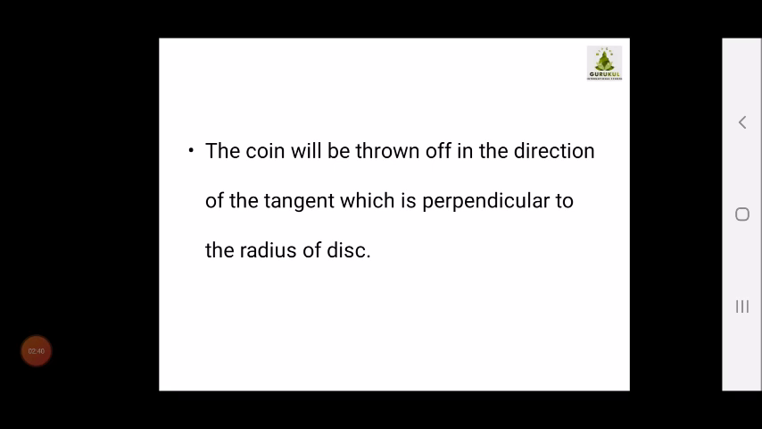You will be studying the tangent in the circle chapter in geometry. But still I think most of you are aware of the terms perpendicular and tangent. So the coin will be thrown off in the direction of the tangent, which is perpendicular to the radius of the disc.